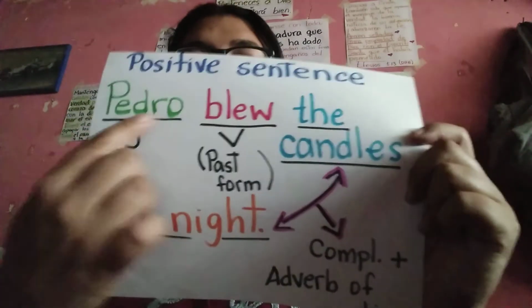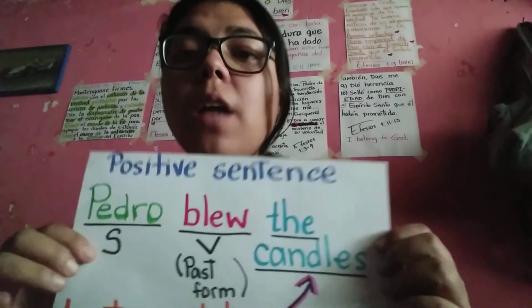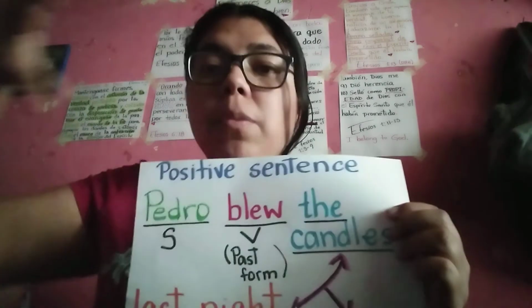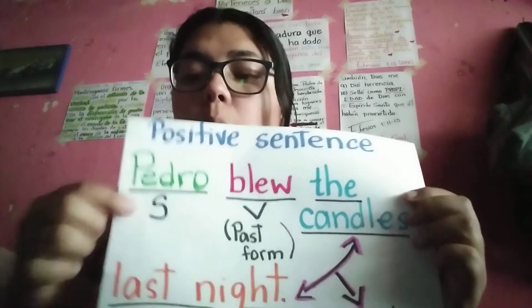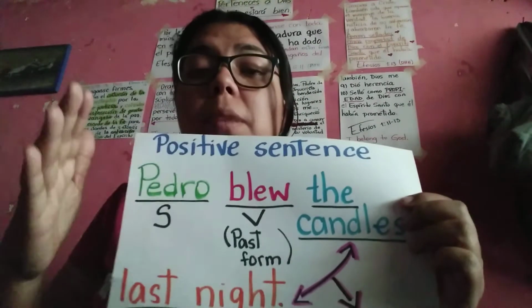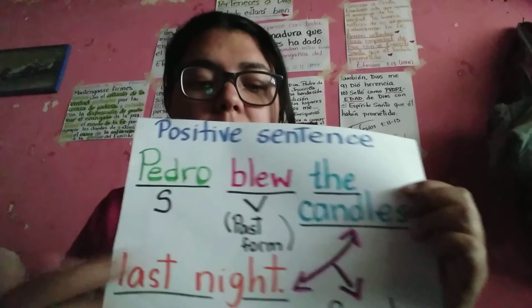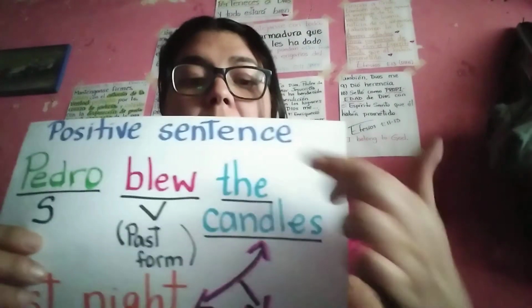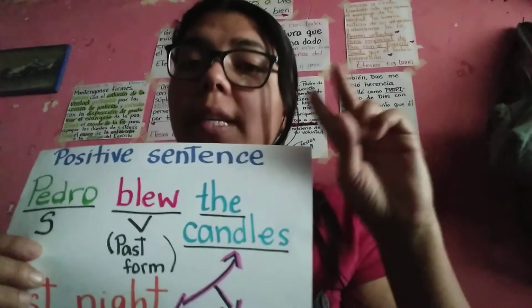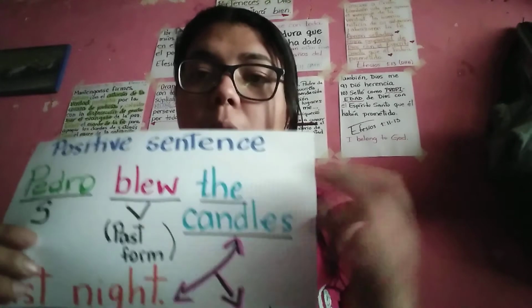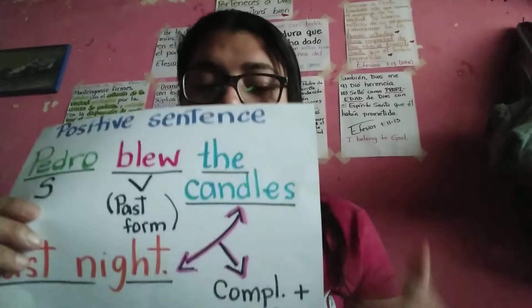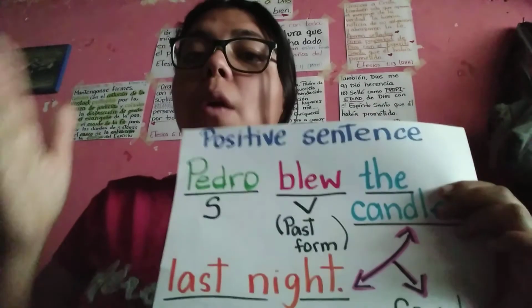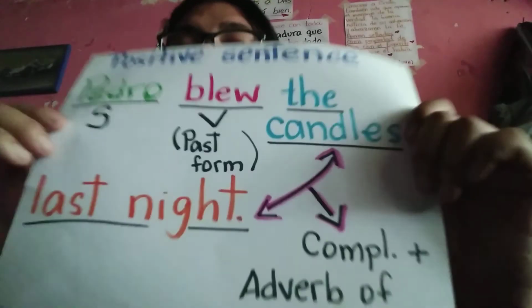So as you can see, we have different colors. These colors correspond to the distribution of our sentence. So green is going to be represented by our subject. Red is going to be represented by our verb in past form. Do not forget about it. And our complement is going to be represented by two colors. Blue, right? That is the complement of the verb, and the adverb of time that indicates the exact moment when the situation happens.